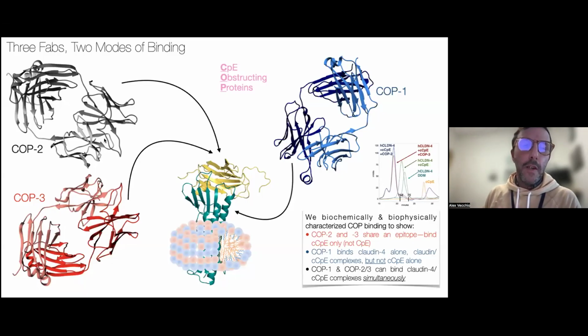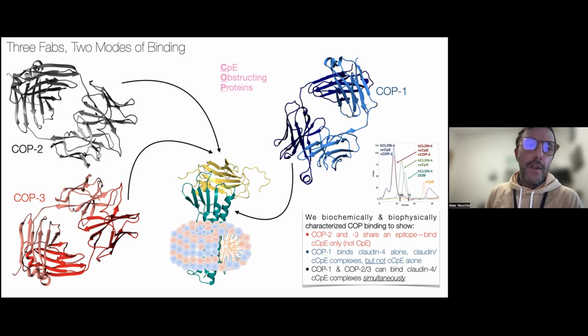So the output of the fab panning, we discovered essentially 3 fabs, which we termed COPs, which stand for CPE obstructing proteins. In hindsight, this wasn't a very good name, but when you're doing this, you don't know what they'll be useful for. We very quickly, biochemically and biophysically, characterized what these fabs can and can't do.